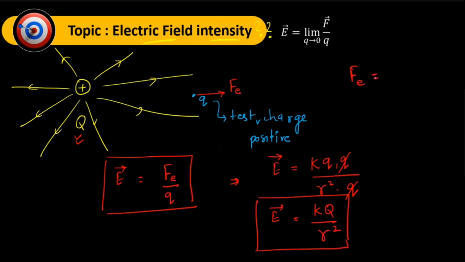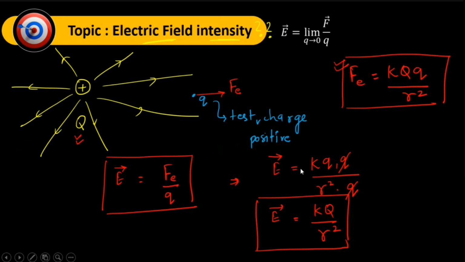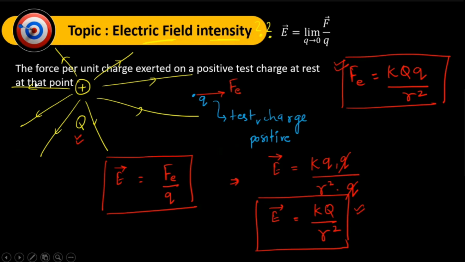What is the force? K Q1 Q2 by R square, where R is the distance between the charges. So electric field intensity is KQ by R square. This is the formula of electric field, and we are going to calculate the magnitude of electric field using this relation only. It is defined as force per unit charge exerted on a positive test charge at rest at that point. So this is the technical statement.